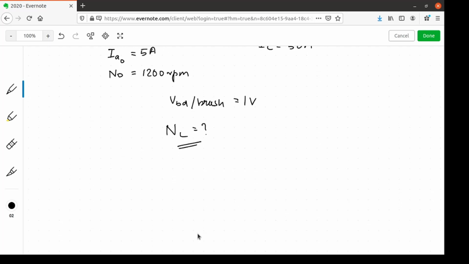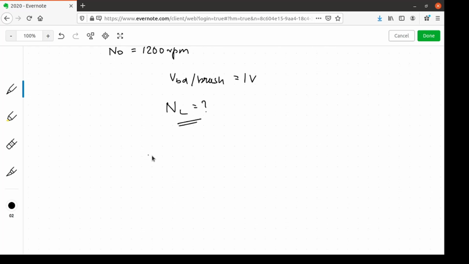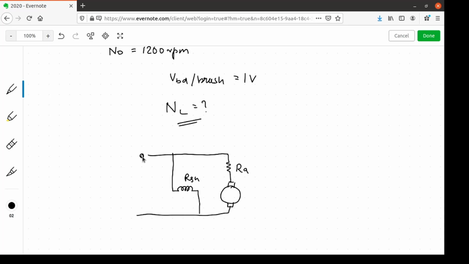First, I'll draw the circuit diagram of the shunt motor. So we'll have the armature resistance RA, the armature with the brushes, and the shunt field. The voltage will be applied here. The line current drawn, and this is the armature current. This is the shunt field current. Back EMF will be developed here.